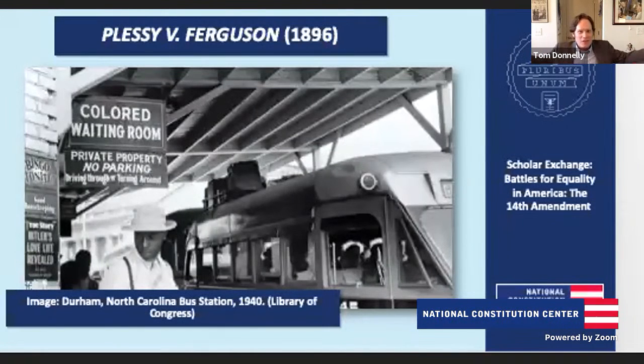So he's saying, yeah, the law is formally separate, but maybe African Americans don't want to be with white people and white people don't want to be with African Americans. The law is not really discriminating against anybody. But the last thing I'll say about Plessy, and we know this, is that Brown's arguments are not unanswered.